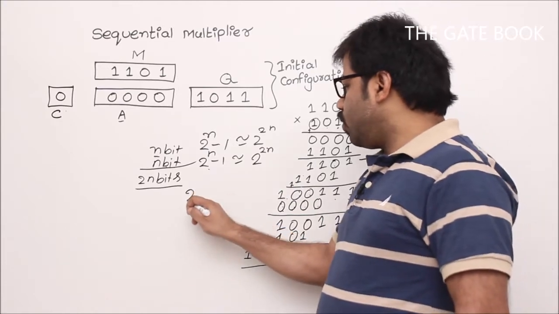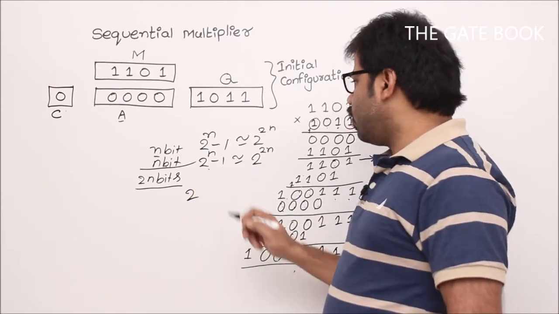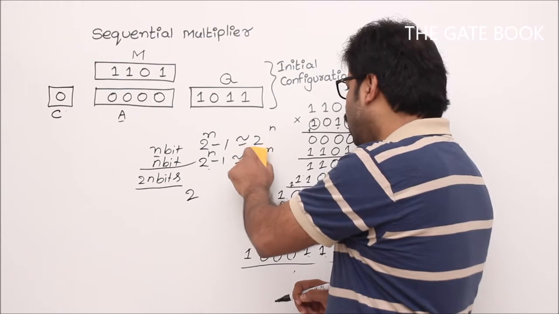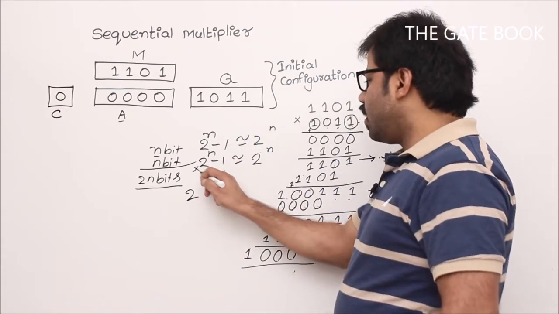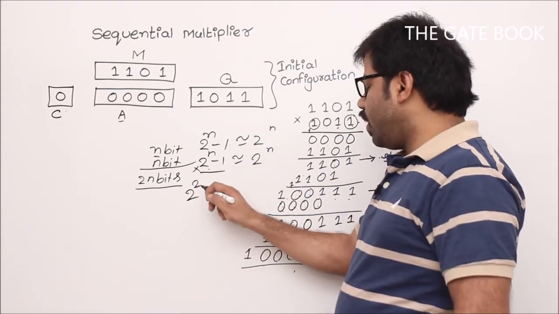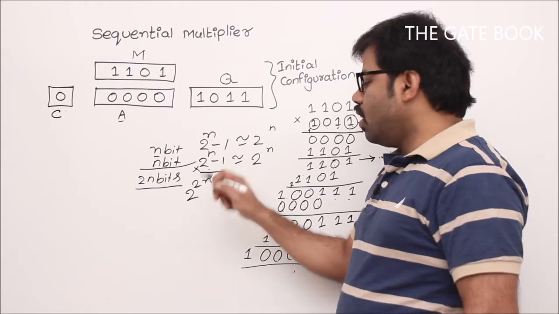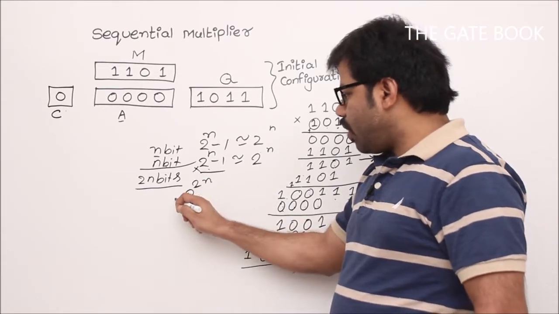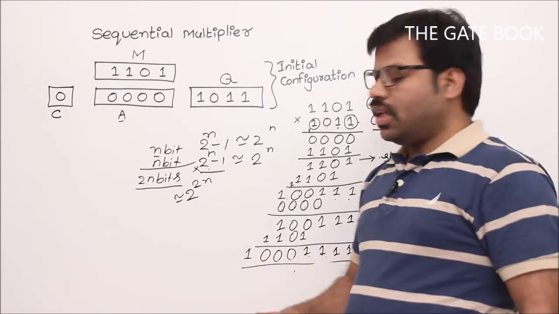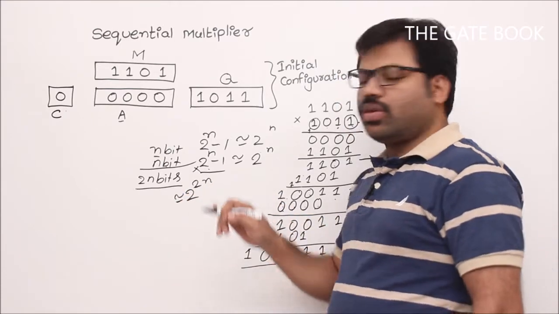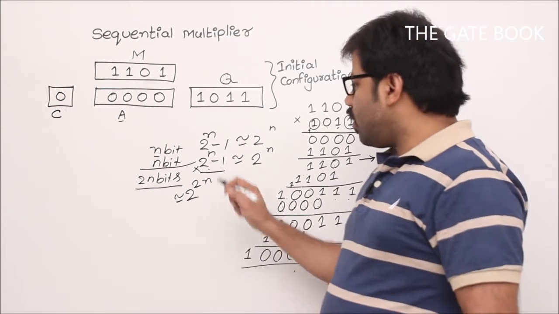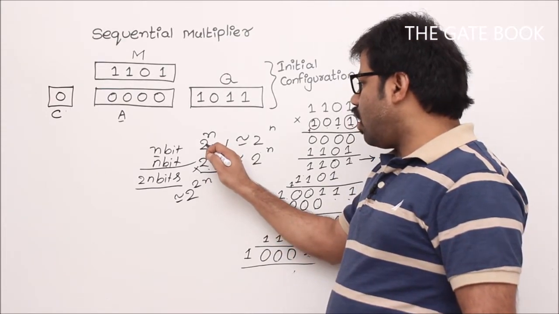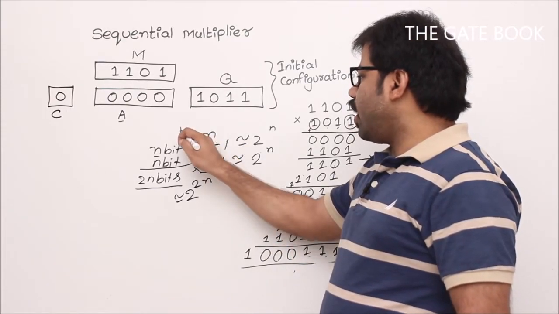Similarly, here also 2 power n minus 1 is nearly 2 to the power of n, correct? Then if you multiply 2 to the power of n by 2 to the power of n, the result is going to be 2 to the power of 2n, okay? But not exactly 2 to the power of 2n, approximately. It is definitely less than 2 to the power of 2n. Now remember one thing, to represent a number like 2 power n minus 1, we require n bits.